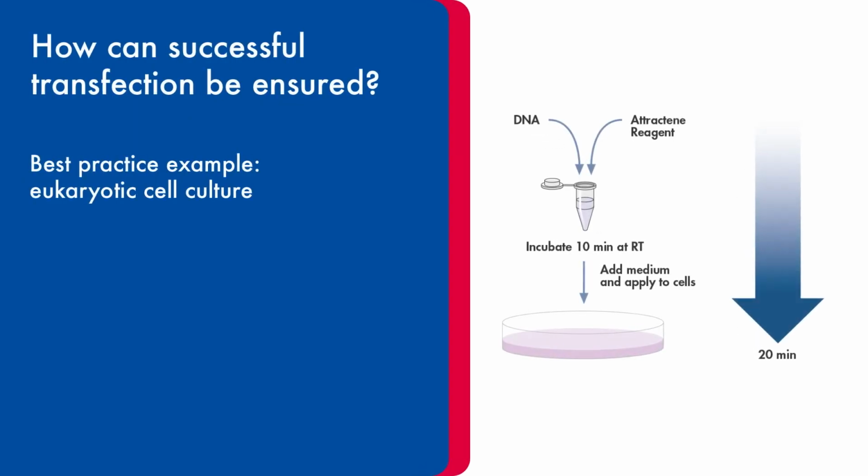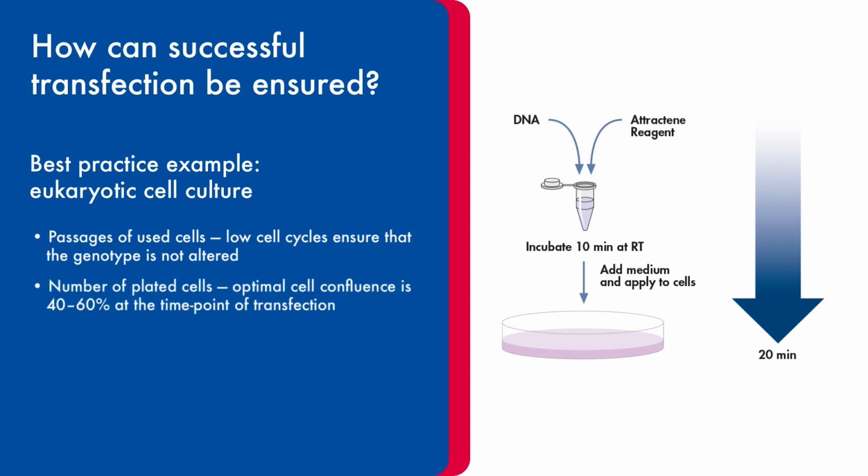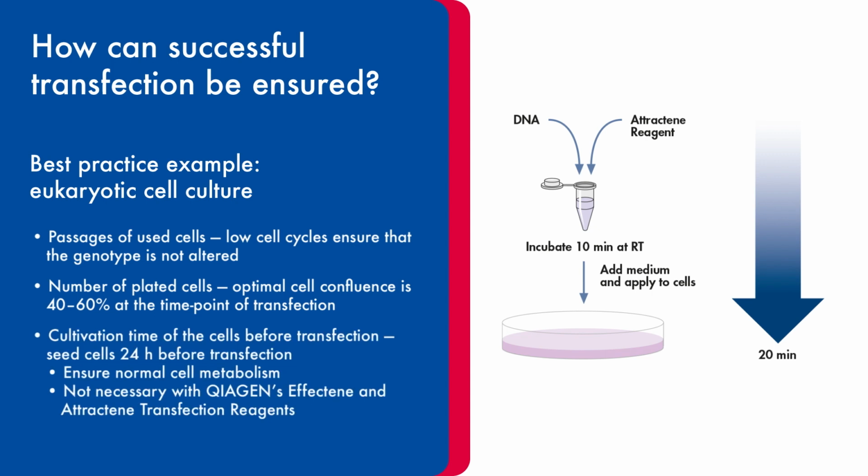We'll now discuss the effect of additional factors, such as cell culture and transfection methods. Regarding cell culture, the best practice is to use cells with a low number of cell cycles to ensure an unchanged genotype. The optimal cell confluence is around 40 to 60% at the time point of transfection. To obtain cells with normal cell metabolism, we recommend splitting them 24 hours before transfection.